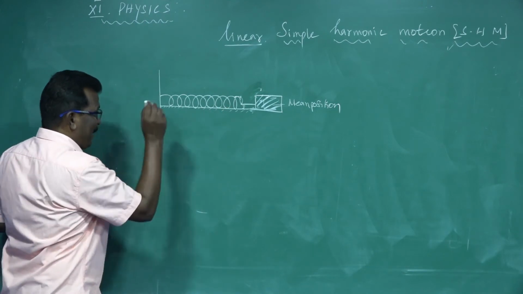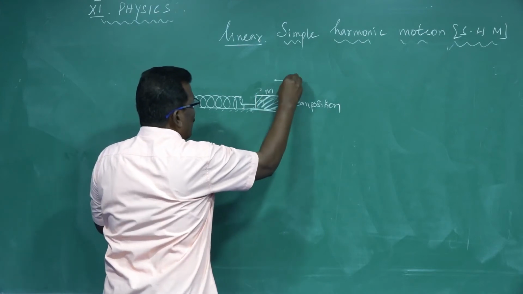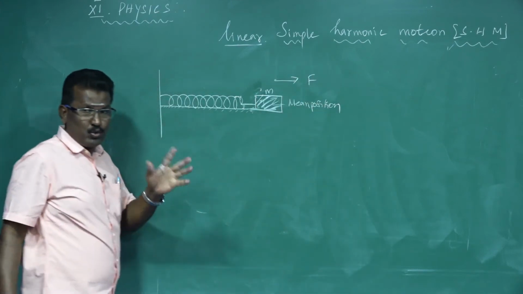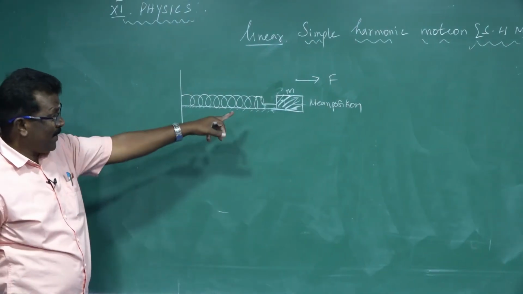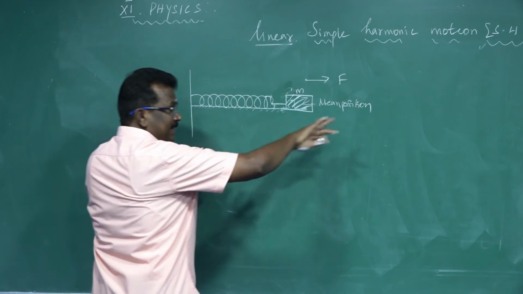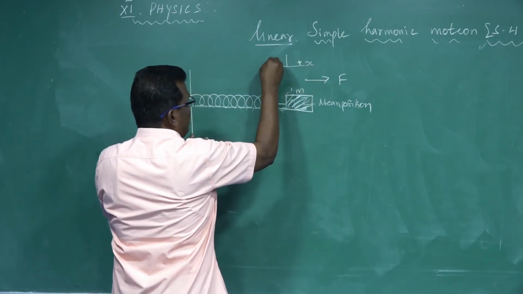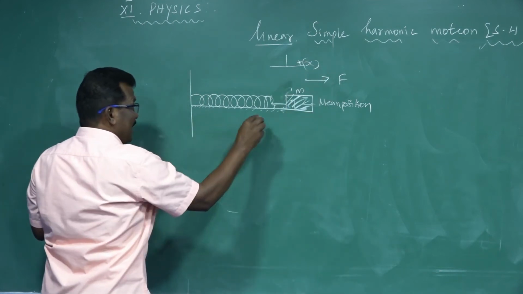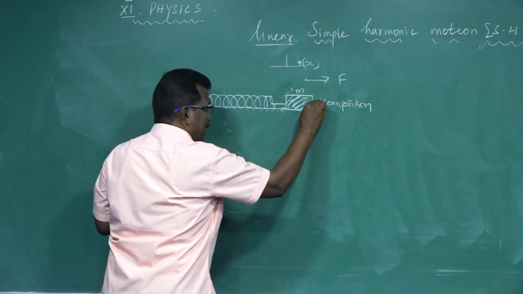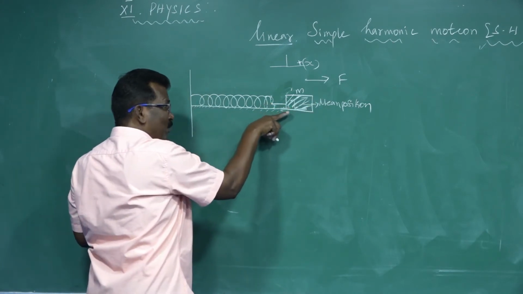Now a force is applied. A small force F is applied on the body in one direction: a certain force, 1 Newton, 2 Newton, 3 Newton. The body moves in one direction, along the positive x-axis. If a certain force is applied on the mass connected to the massless spring, the body moves in the positive direction.